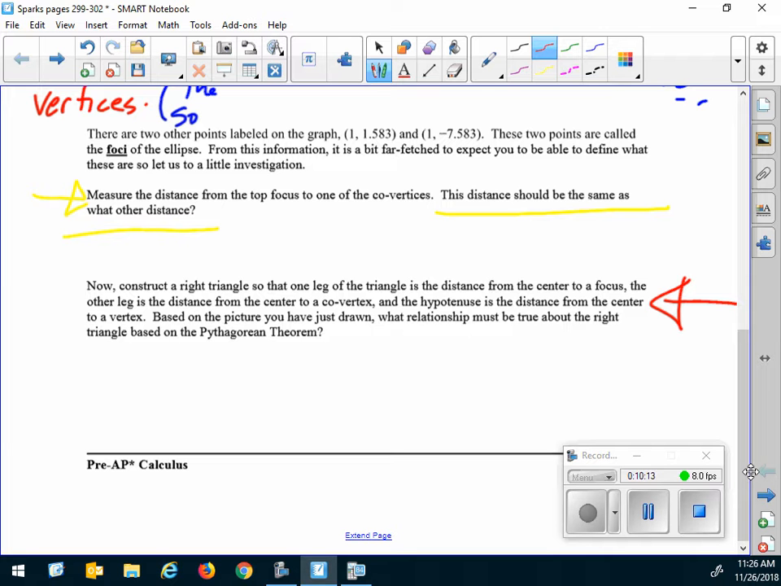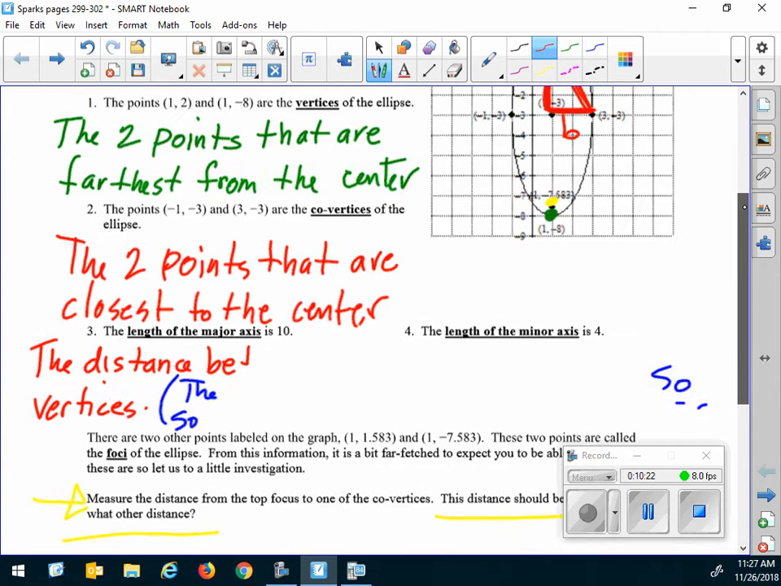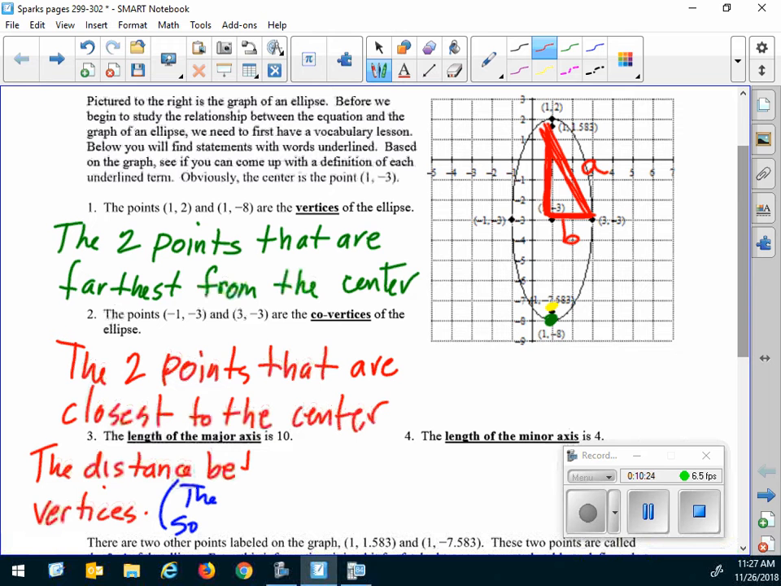Based on the picture you have just drawn, what relationship must be true about the right triangle based on the Pythagorean theorem? Now, let's look at this. Golly, I just got to keep cleaning this up. I am drawing on it so much. All right.